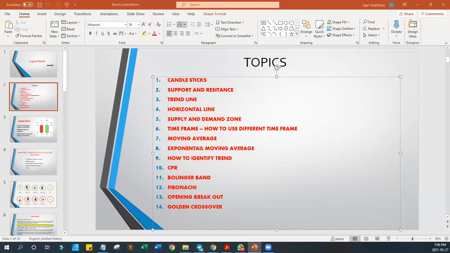Okay. So welcome to the Logical Stock. My name is Jigar Upadhyay, and I'm gonna help you out today regarding some of the basic stuff you need to understand regarding trading. We're gonna cover some topics from candlestick to support and resistance. What is trend line? What is horizontal line? What is supply zone? What is demand zone? What are the time frames? Which time frame is gonna help you? What are moving averages and exponential moving averages? How can you identify trend? What is CPR, Bollinger Band, Fibonacci? What is opening breakout? And the golden crossover. These are the topics we're gonna cover.